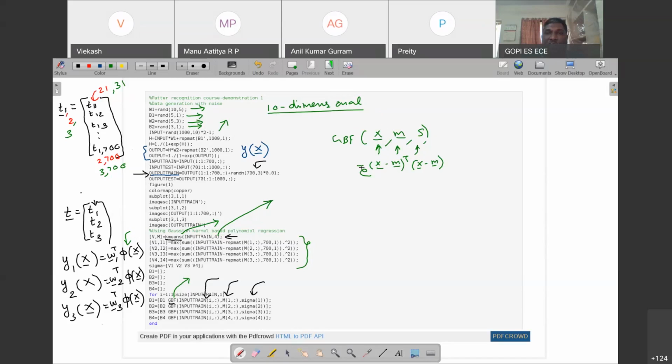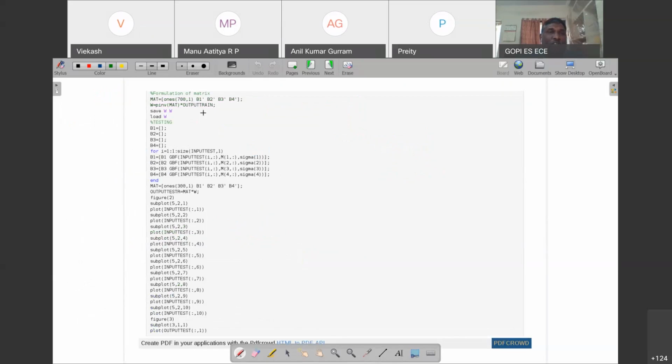This will return back actually this, right? So that is that GBF function which is written here. So you are collecting one by one and then you are constructing that matrix, right? So it is like that. You see that the matrix is constructed like this.